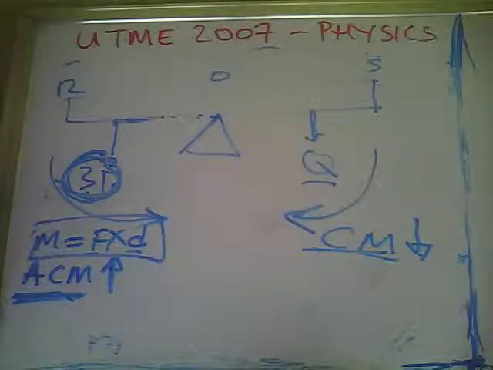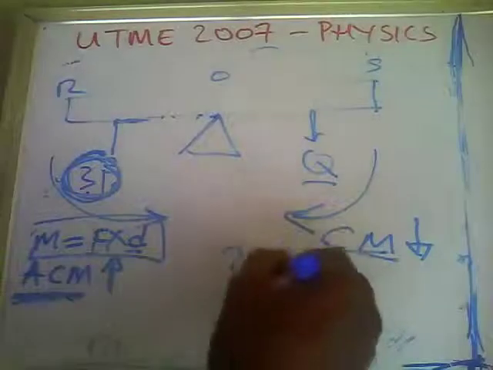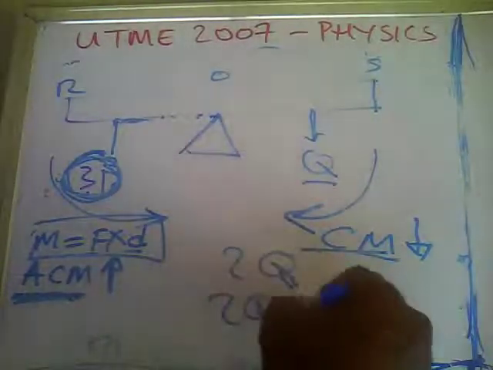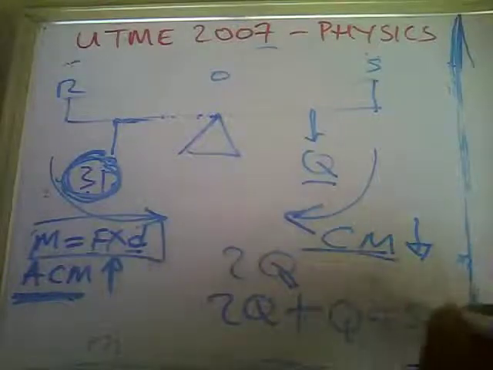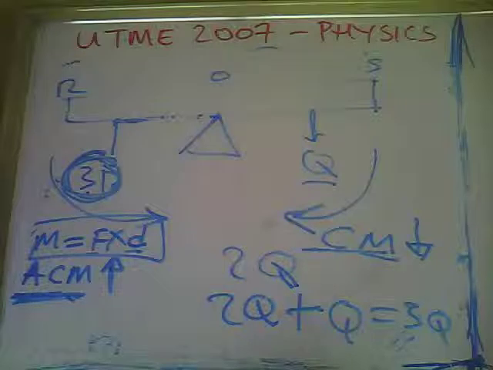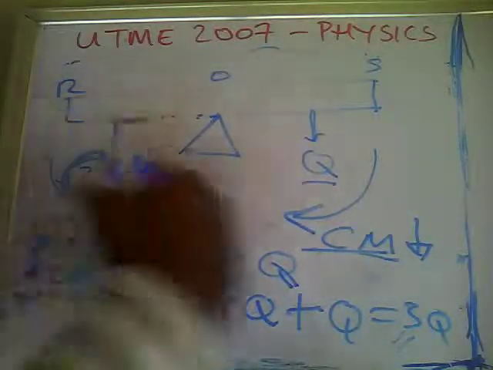Now look at option C. Adding a weight Q to Q. No. Adding a weight Q to Q will make it 2Q. And when you make it 2Q, it will not balance. We are meant to add 2Q to Q, so as to be what? 3Q. So that option C is wrong. Then option D. Moving P further away from O. Moving P further away from O, we increase the anticlockwise moment further.